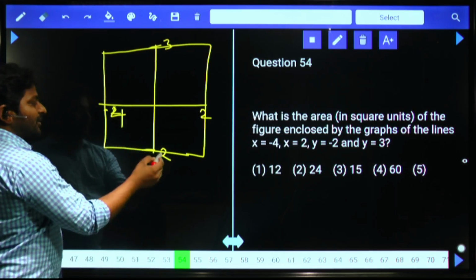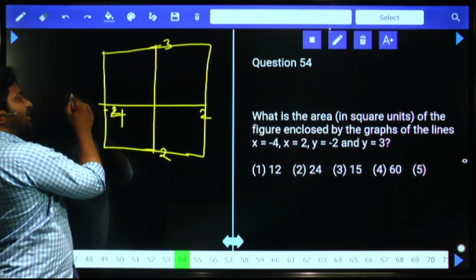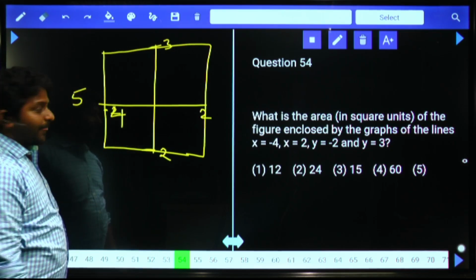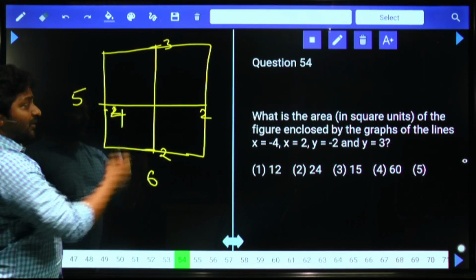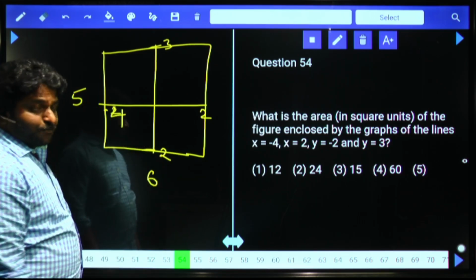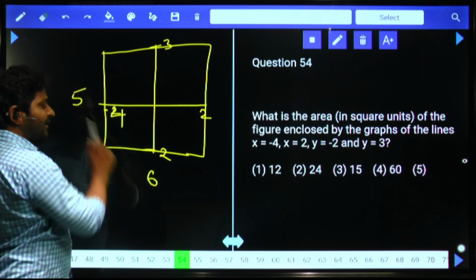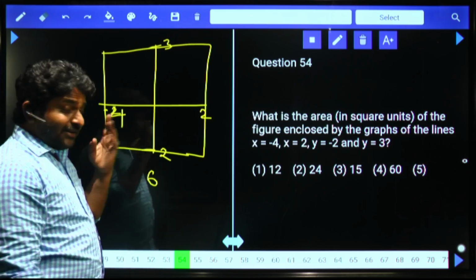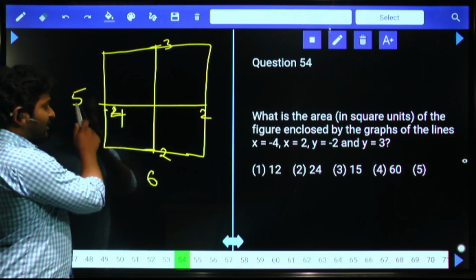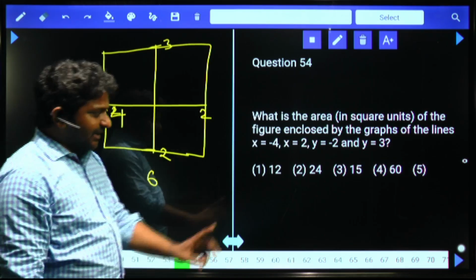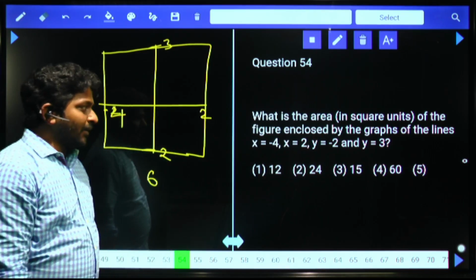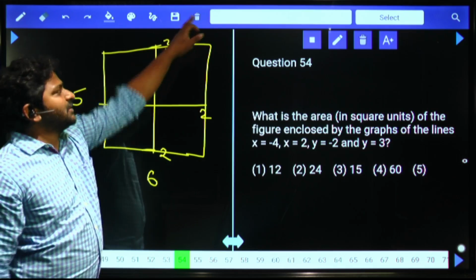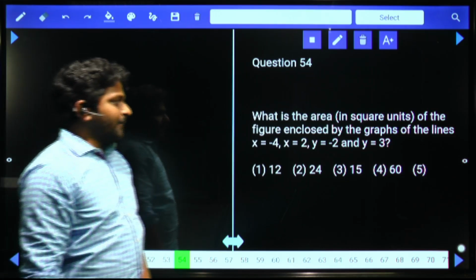From -2 to 3, that is 5. From -4 to 2, that is 6. So the sides of this quadrilateral are 5 and 6, length and breadth. So the area is 5 into 6, that is 30. The answer is 30. That is not among the options, but the answer is 30. You need not even use the diagram here.